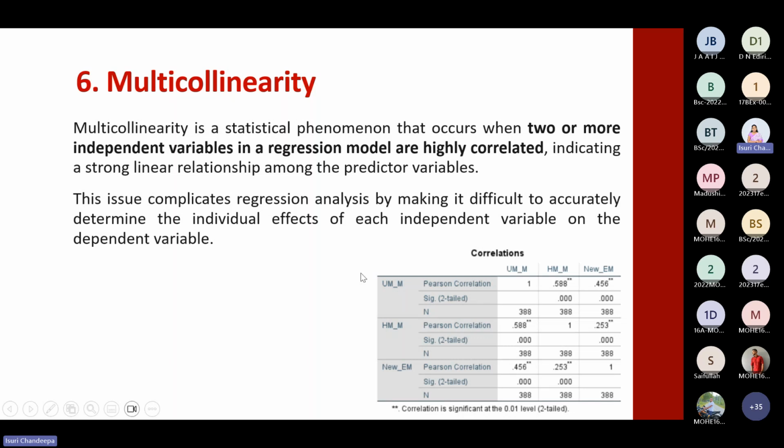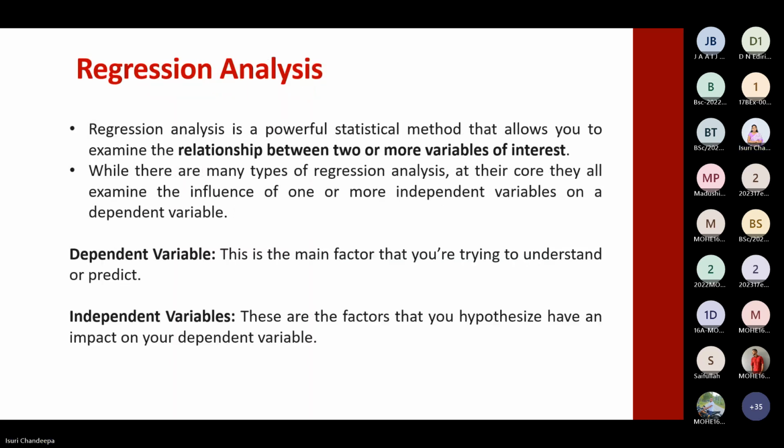Here, you can identify, for example, UM and HM. This UM and HM are interrelated. We can't identify the real impact on the dependent variable, right? Likewise, you have to test for multicollinearity. There are some statistical techniques which can be used to test the multicollinearity.